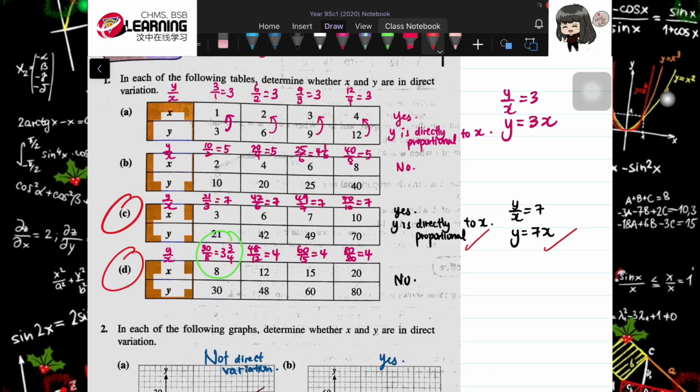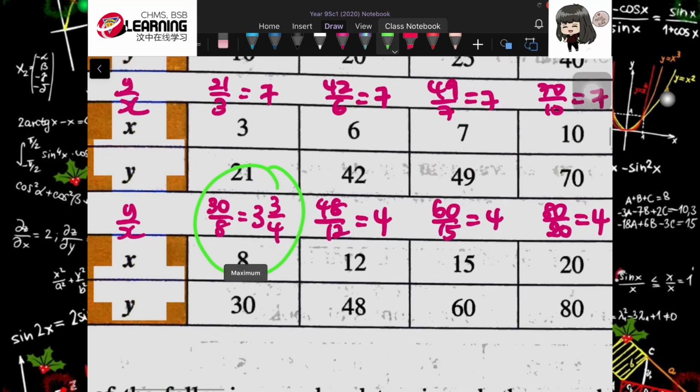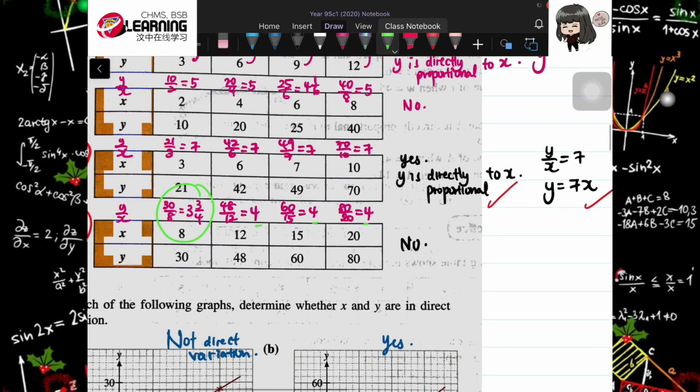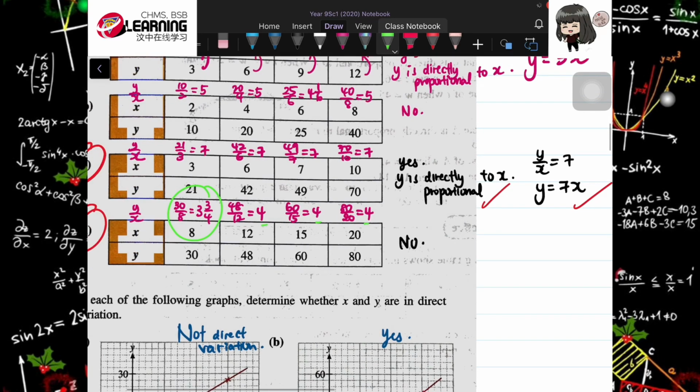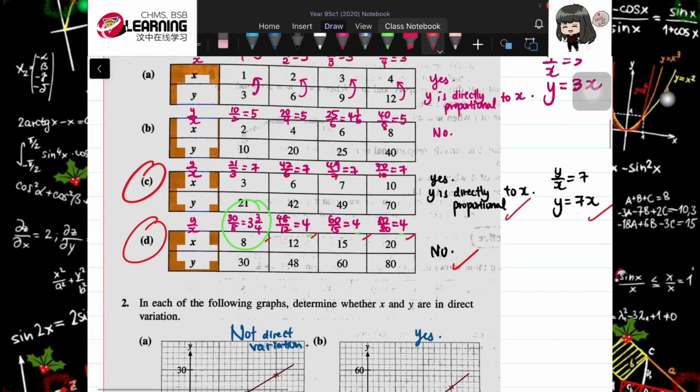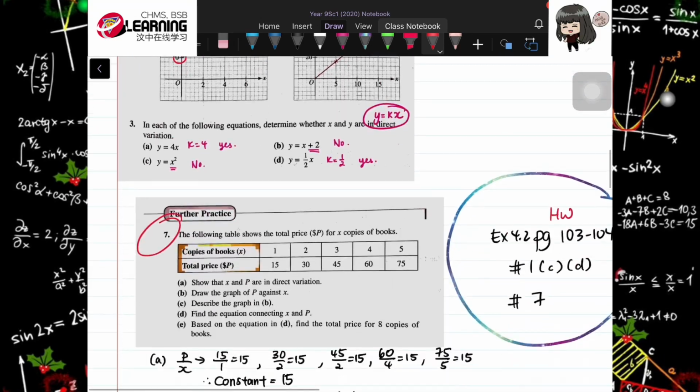You find all the constants, all the k, but you can see that this one over here is 3 over 4, and the rest is 4. So 3 over 4, it's definitely not a direct variation. You need to find all of this, and then it's a no. Please tick your answer and remember to find all the k. Then we proceed to question number 7.